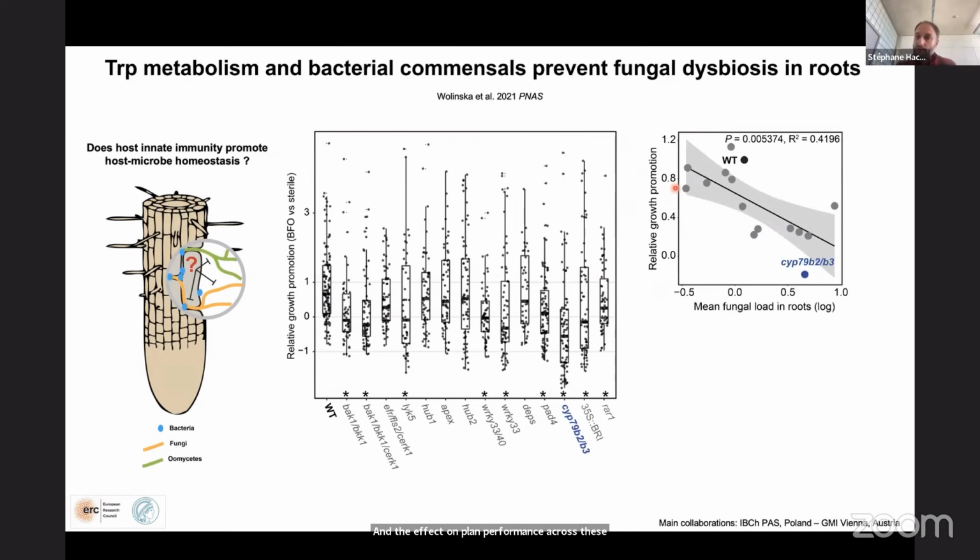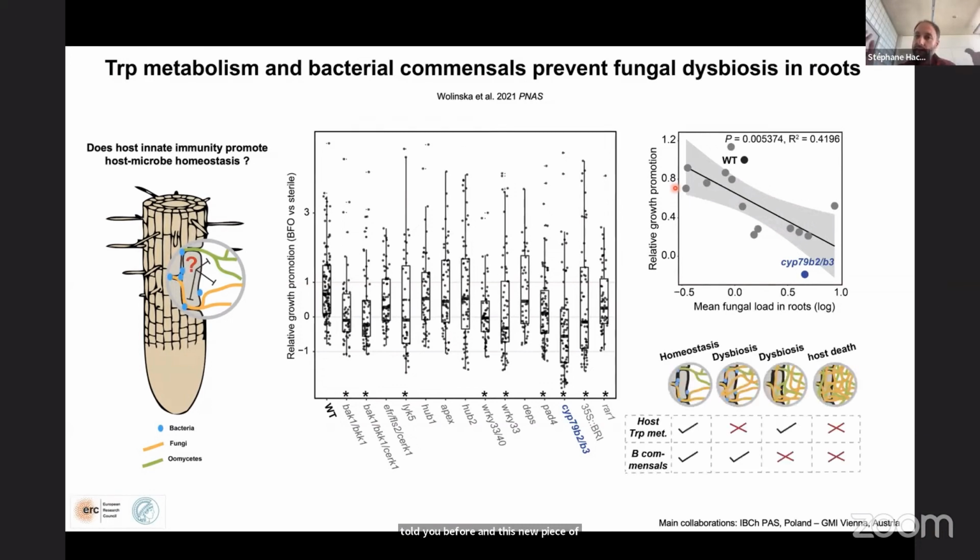So if you take into account what I told you before and this new piece of data, it's very clear that these filamentous eukaryotes are potentially harmful for plants. And they need to be tightly controlled in order to maintain host-microbe homeostasis. And they are controlled on one hand by bacterial commensals, and on the other hand by tryptophan-derived specialized metabolites. And these two processes act in concert in order to promote host-microbe homeostasis and prevent fungal dysbiosis. And if both are missing, the plants are just dead in our reconstitution systems.